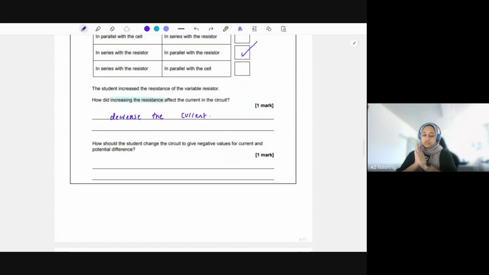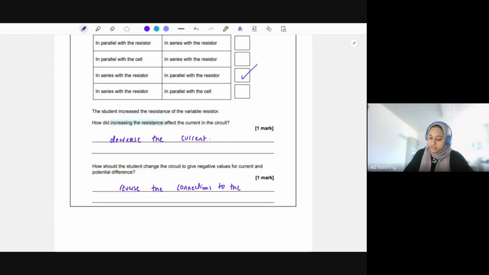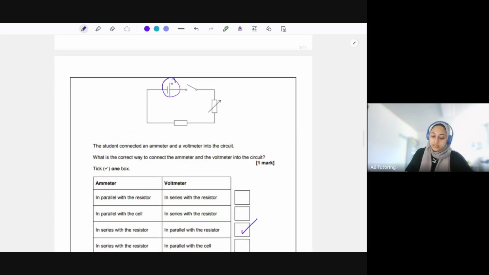Okay, how should the student change the circuit to give negative values for the current and the potential difference? All they have to do is reverse the connections to the cell or the battery. So reverse the connections to the, well, is it a cell or a battery in here? We've got a cell in here.